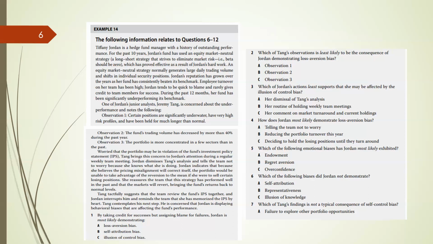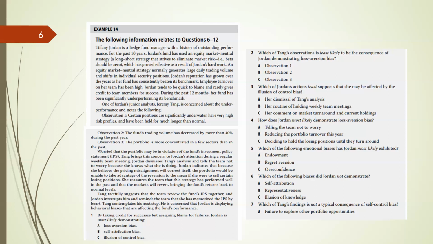Which of Jordan's actions least supports that she may be affected by illusion of control? Her dismissal of Tang's analysis, her routine of holding weekly team meetings, or her comment on market turnaround and current holdings. Illusion of control means she believes that she knows how to do things, she has memorized, and she knows that markets will revert. These are all illusion of control. Her routine of holding weekly team meetings is a good action that is required to take other people's views. But because of behavioral biases, she is finally going by her own call.